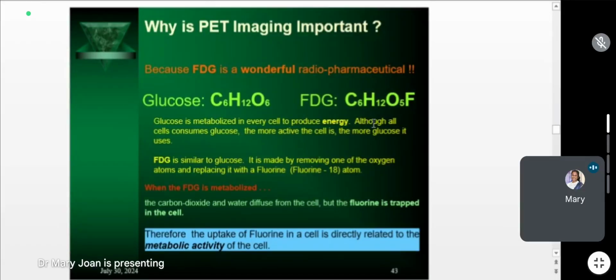When the FDG is metabolized, the carbon dioxide and water diffuse from the cell, but the fluorine is trapped in the cell. Therefore, the uptake of fluorine in a cell is directly related to the metabolic activity of the cell. The more active the cell is, or the more metabolism happens in a particular cell, the more fluorine gets trapped. The fluorine is F18, which emits a positron.